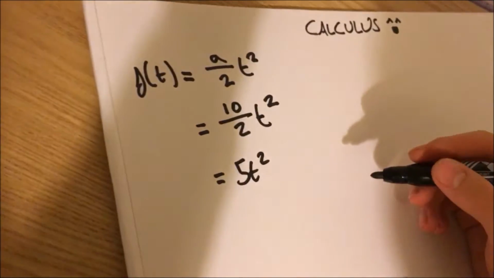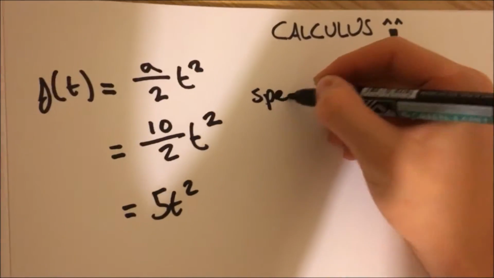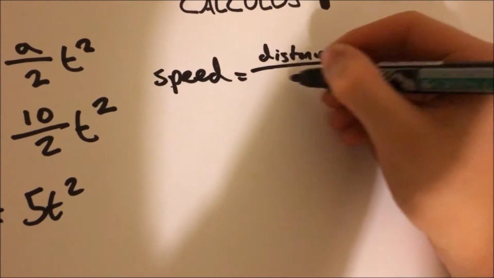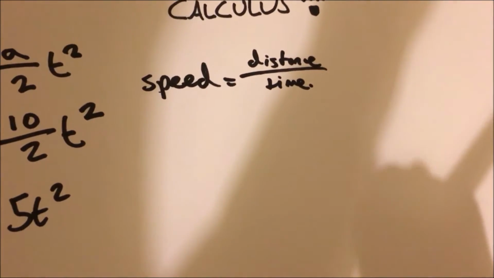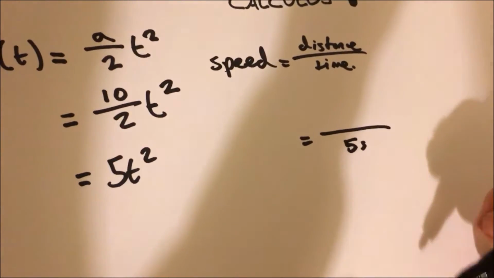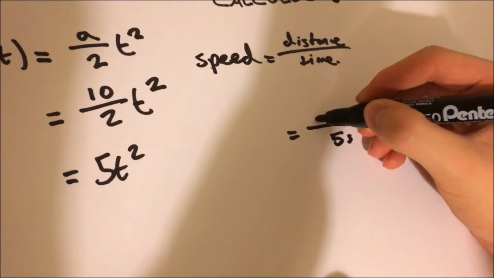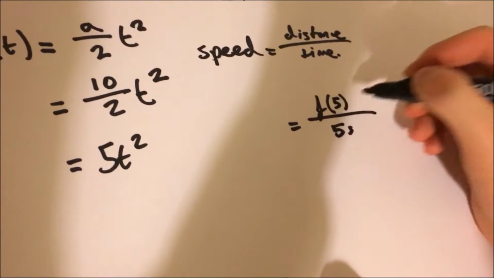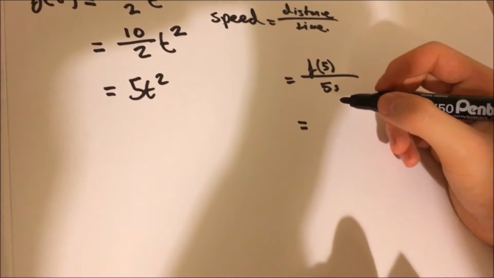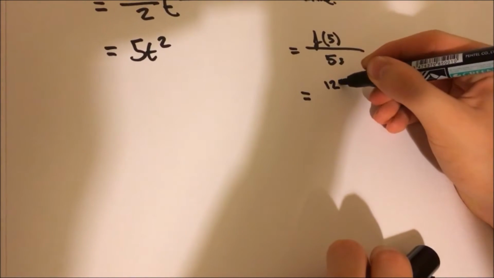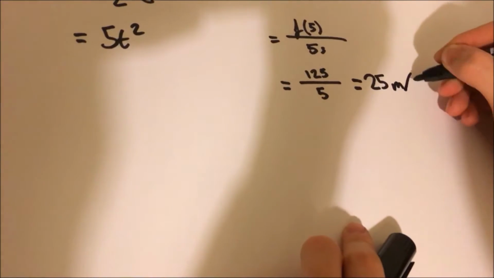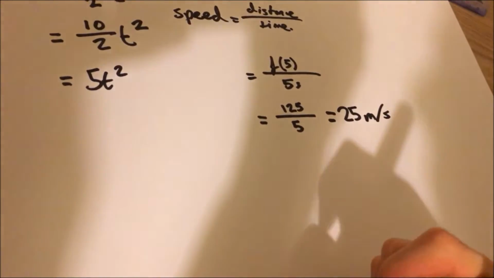We want to work out the speed at 5 seconds. Now, speed is equal to distance over time. We know what time is. That's easy. That is 5 seconds. And we know how to work out distance now. That is going to be f of 5, which is going to be equal to 5 times 5 squared, which is 5 times 25, which is 125 over 5, which is equal to 25 meters per second at 5 seconds.